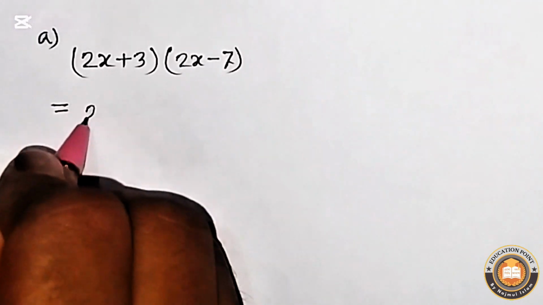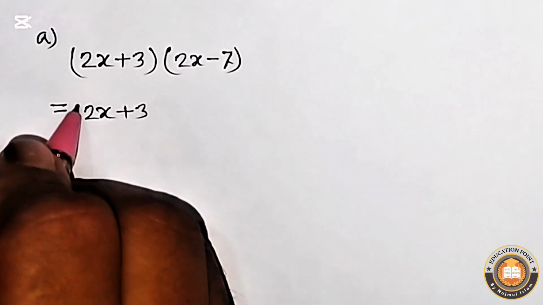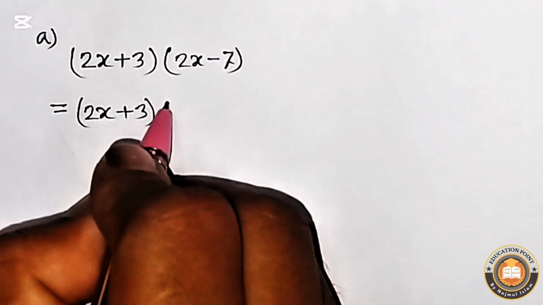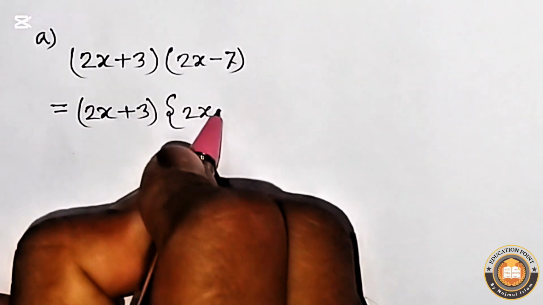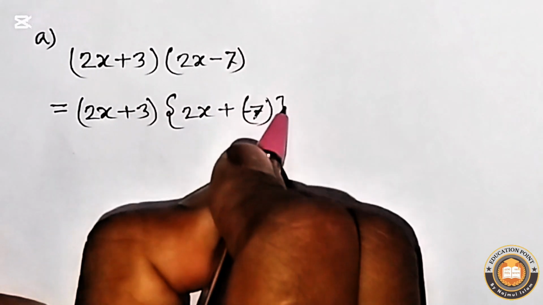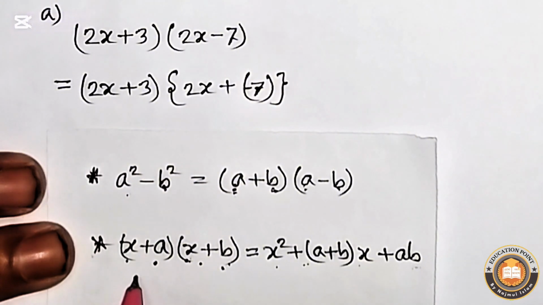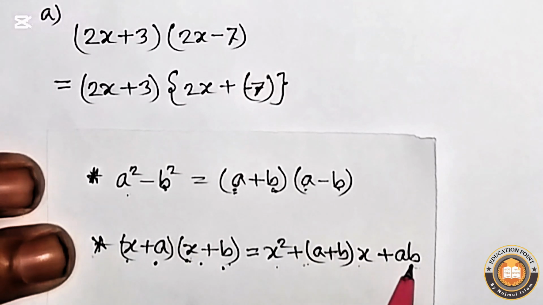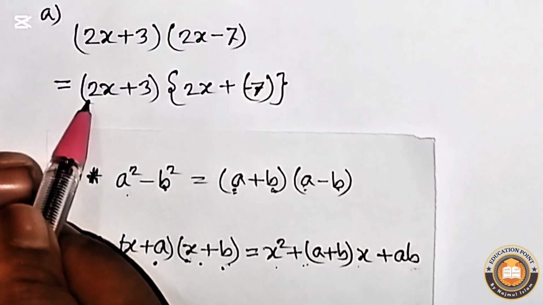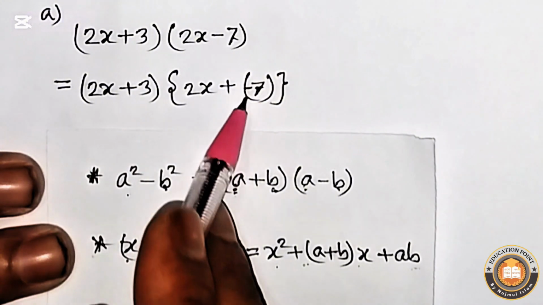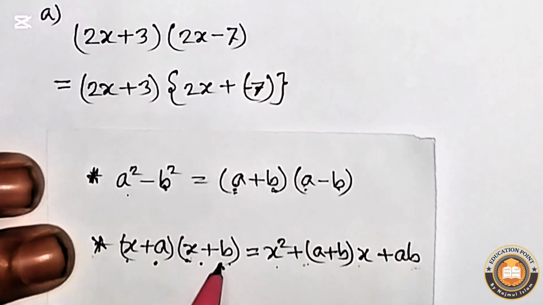Equal (2x + 3)(2x - 7), modify as (2x + 3)(2x + (-7)). Here we will apply the formula (x + a)(x + b) = x square + (a + b)x + ab. Here 2x is considered as x, 3 is considered as a, and minus 7 is considered as b.